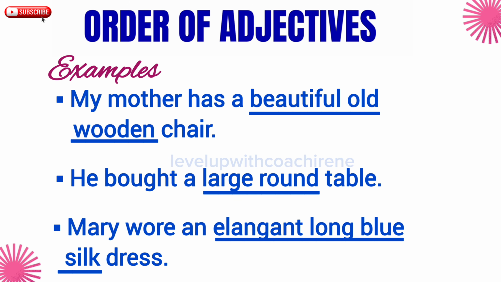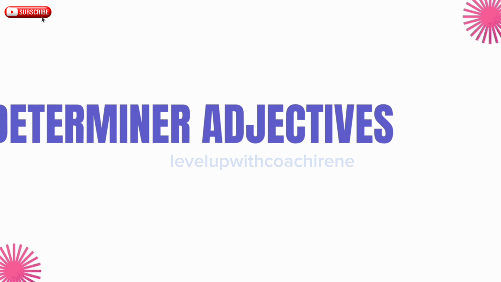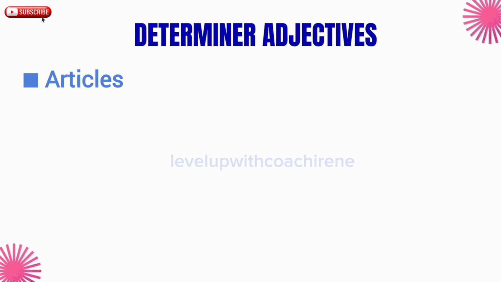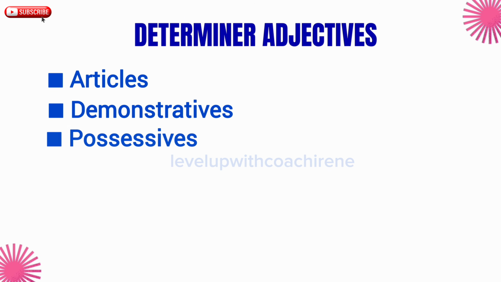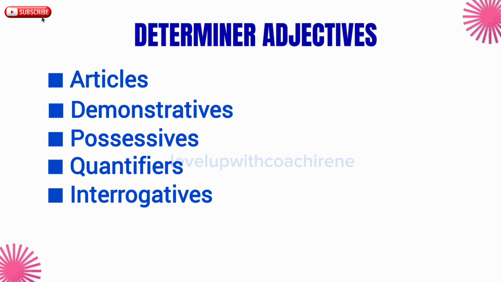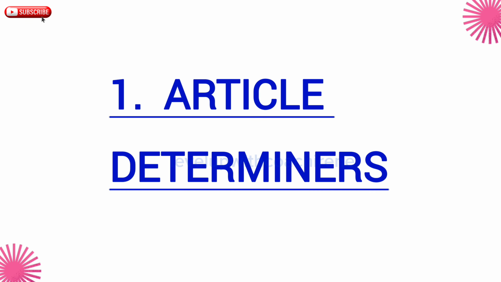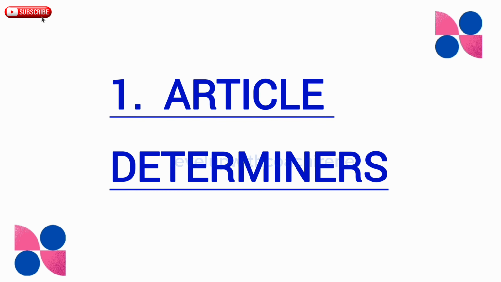To proceed in this lesson, we will be talking about determinant adjectives. They are words that provide specific information about a noun, often indicating quantity, possession, or definiteness. They precede descriptive adjectives in a noun phrase. They include articles, demonstratives, possessives, quantifiers, interrogatives, distributives, numbers. These determinants always precede adjectives in a noun phrase. Let us look at them one after the other.